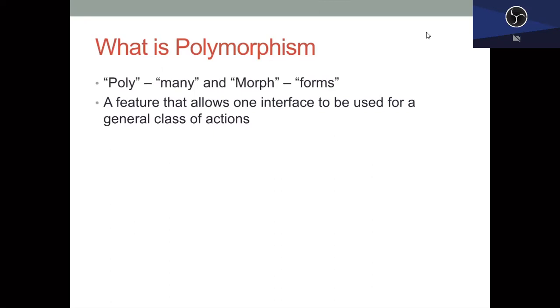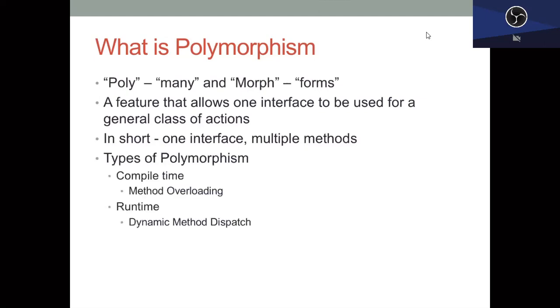It's a feature that allows one interface. So our interface is the same, that is add, and it is used for different types of action. So in short, one interface, multiple methods. One interface is only one, but methods are different. And we have already seen one type of polymorphism, which is compile time polymorphism. We have already seen compile time polymorphism in the form of method overloading.